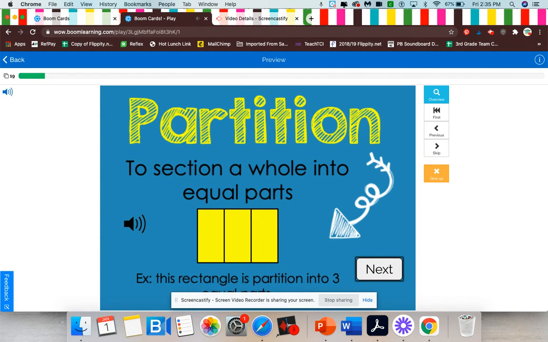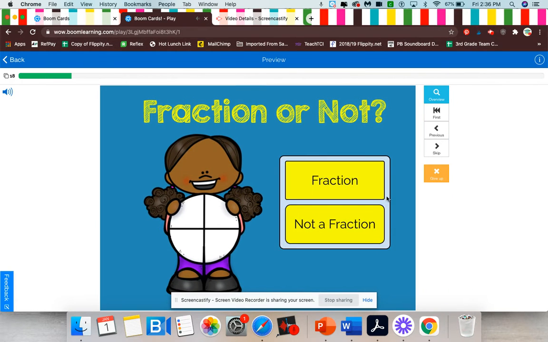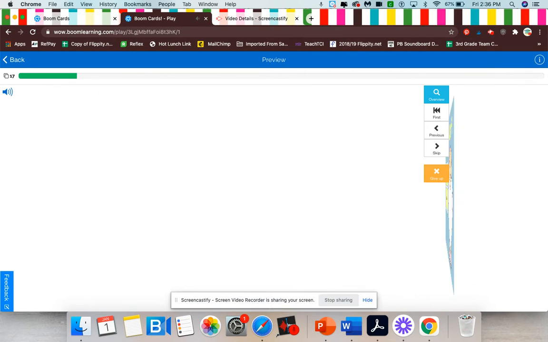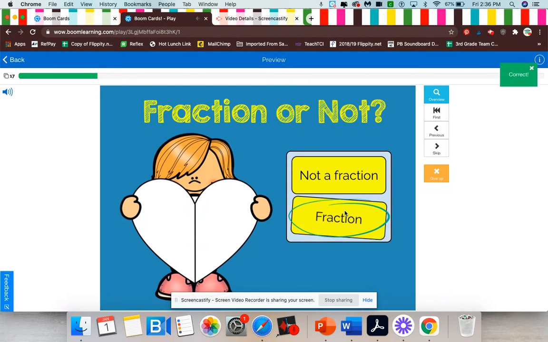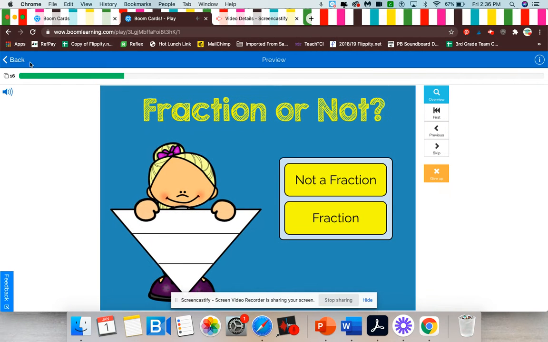So kids will go into Next and they will read, and it actually has sound too, which is great. You can see over here, it will explain what a partition is if I push on it. Into equal parts. This rectangle has 1, 2, 3 equal parts. And so the kids will push Next when they're done, and then they go into an activity about whether this is a fraction or not, and they will click, and every time they get it right, it's recording this data for you. So this is the first deck.